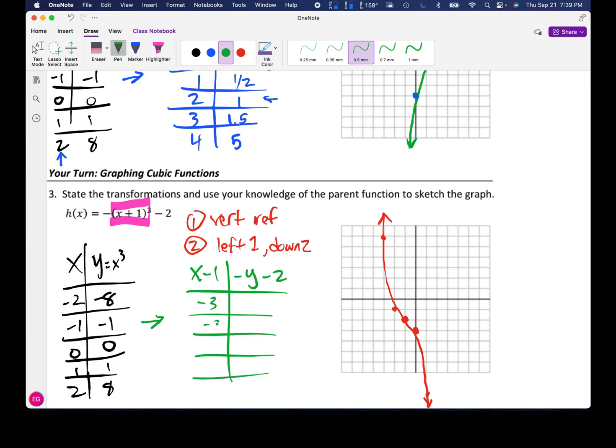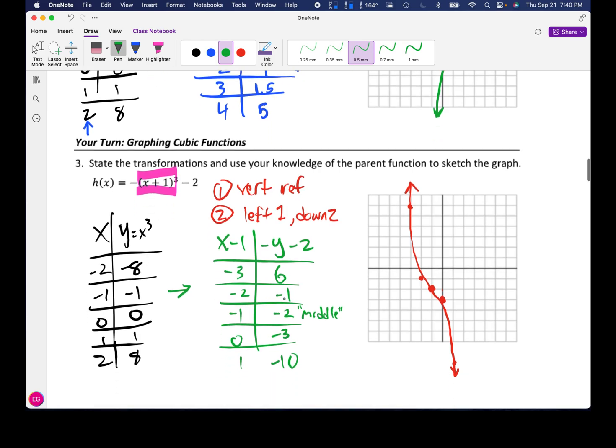So that's going to give me negative 3, negative 2, negative 1, 0, 1. And then let's see, this is going to be 6 because negative 8 is going to become positive 8 minus 2. Then we get negative 1, negative 2, negative 3, and then this one's going to be negative 10. And again, this is our little middle point, just so we know. And that lines up perfectly with what our graph is. There you go. That is the cubic function.